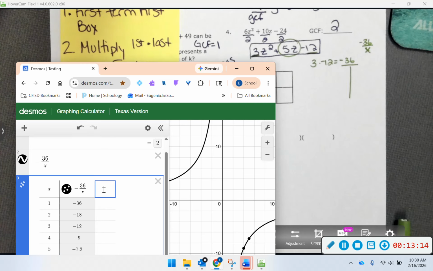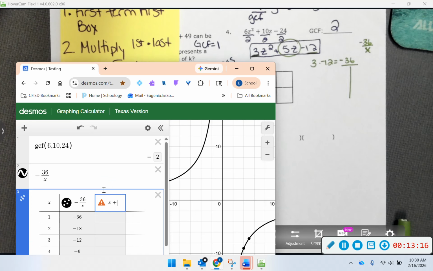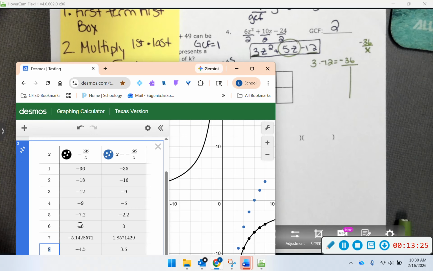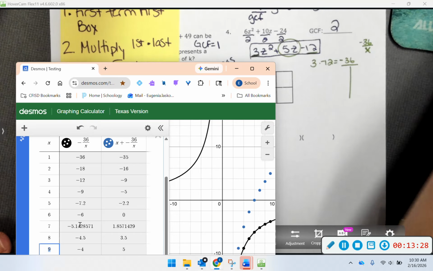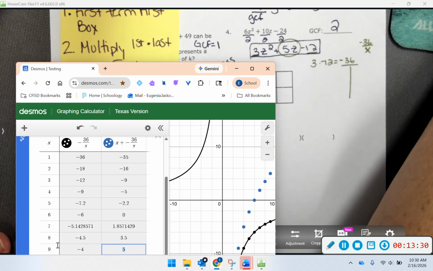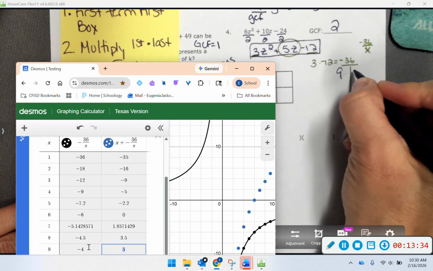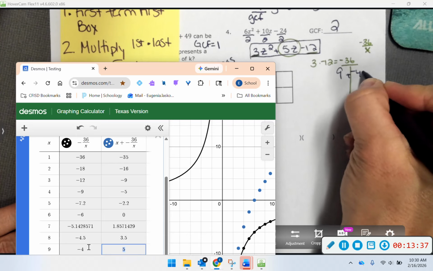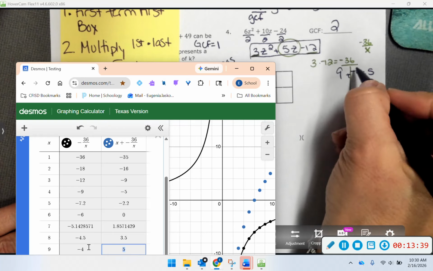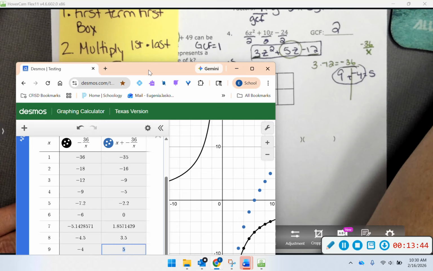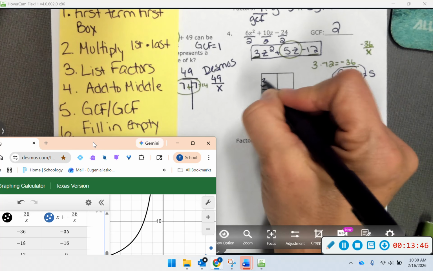So let's go make column 3. x plus negative 36 divided by x. I'm looking for 5 in column 3. Well, I see a negative 5. So let's keep going. 6, 7, 8, 9. Oh, there it is. There's my positive 5 right there. So the factors I want are 9 and negative 4, because when you add those together, you get 5. So these are the two that I'm going to put in my box. Oops, I forgot to write the first number. So 3z squared goes here.